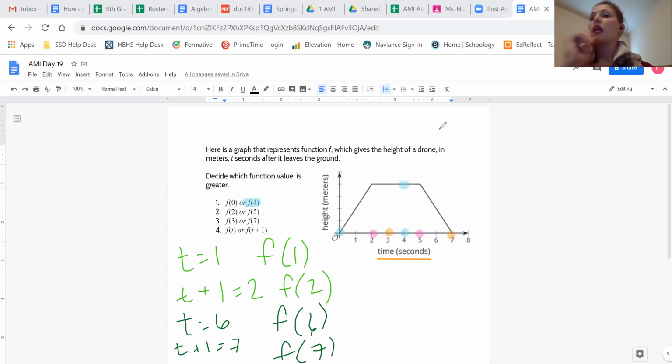So I want you guys to think about that. Again, number four is a little bit trickier, but you'll do number two, three, and four. We've already done one together. And this is, again, just asking at which time is the drone higher up in the air?